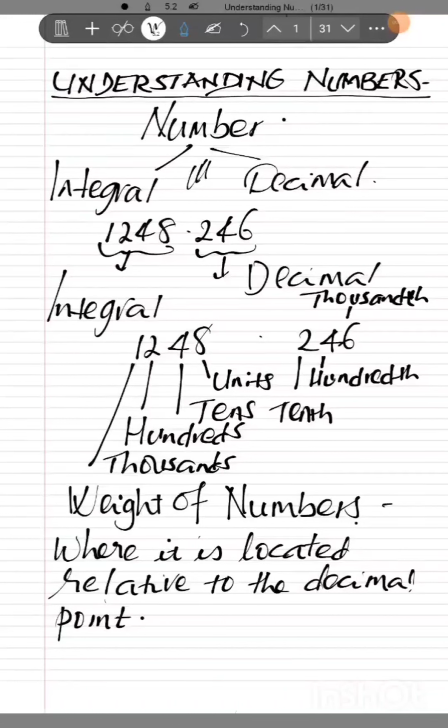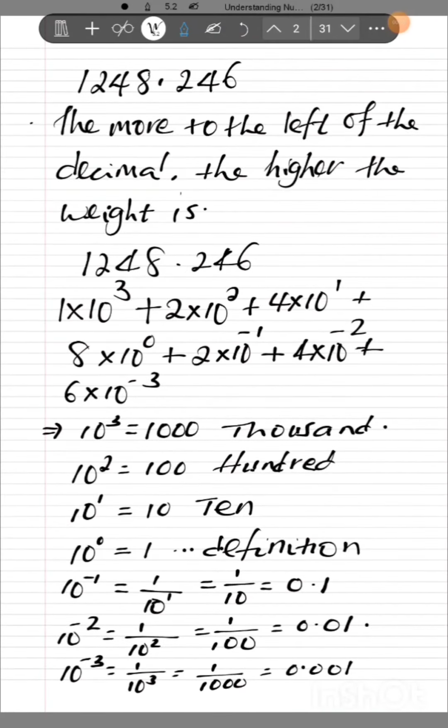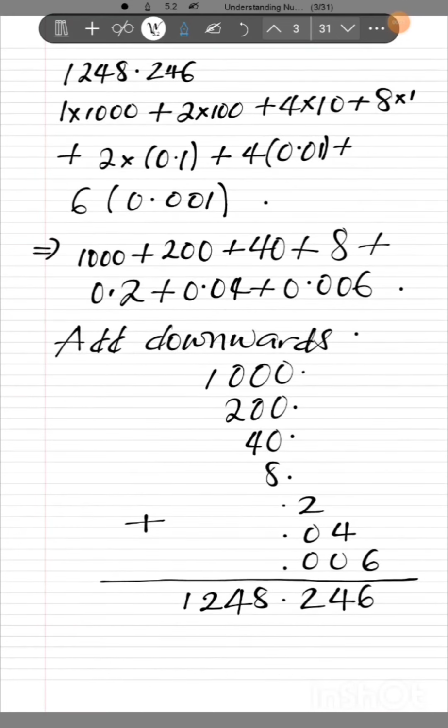Everyone. Today we discuss understanding numbers. We try to understand numbers. What portion do we cover today? The decimal part and the integral part of a number that we see, and also the integral part of a number has got different weights. The weight of a number is its position with respect to the decimal point.